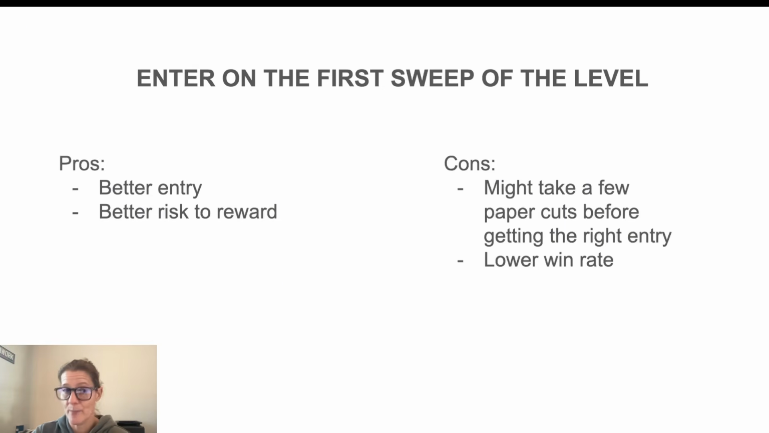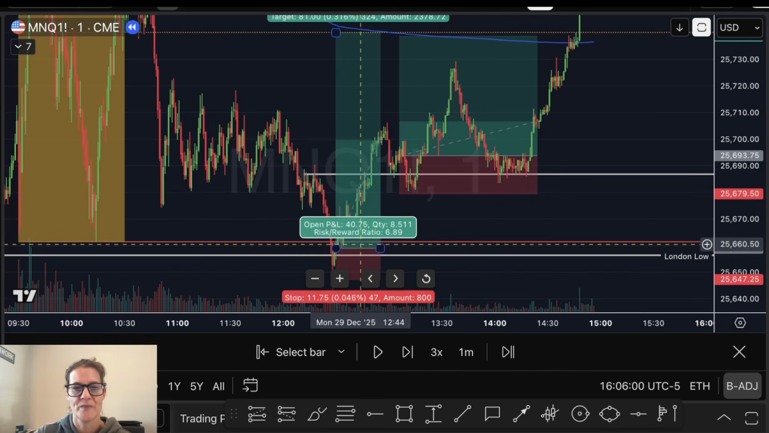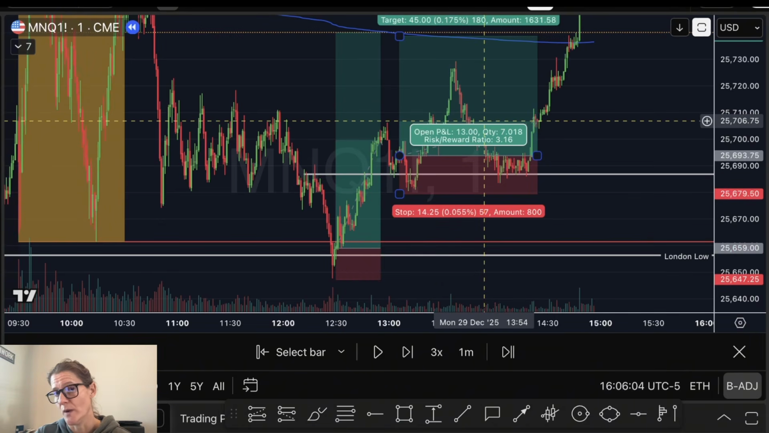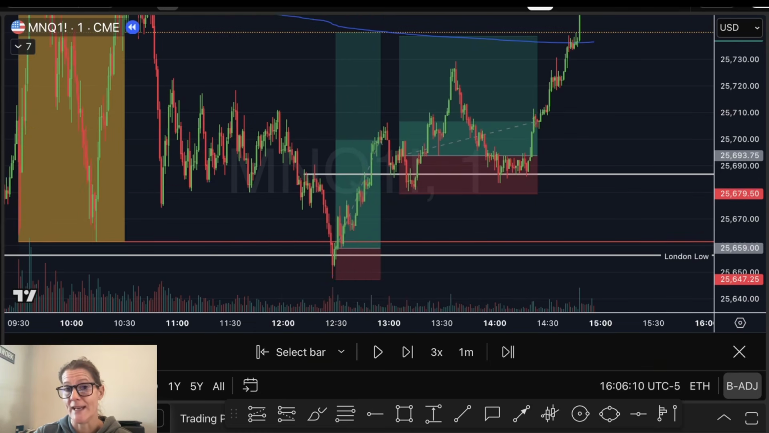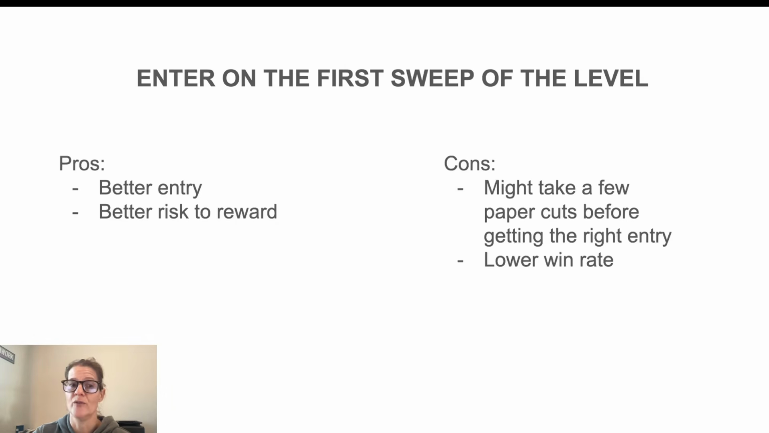The pros, you get a better entry. Obviously, you saw that in that example. One was a lot lower than the other, and there's a better risk to reward. So on this trade right here, the risk to reward is almost a 7-to-1. On this one, it's a 3-to-1. So they're still both good, but a lot better on the other one. The win rate is lower though. So you have a lower win rate, but a higher risk to reward. It depends on how you like to trade. That's the pros and cons of this one.